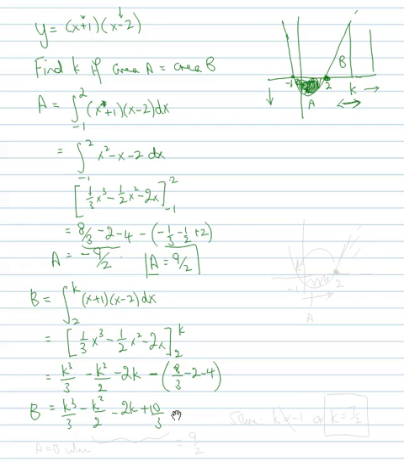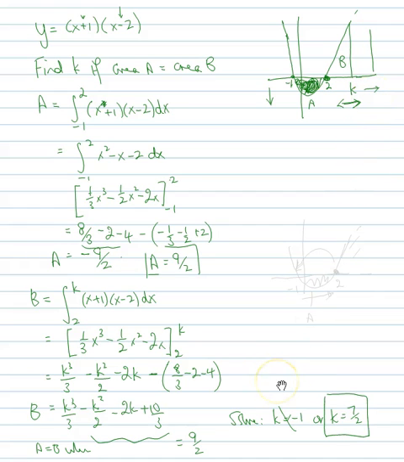And what we want to do is make those areas equal. So A equals B when all of this equals 9 over 2. Now you can solve that. Plug that into your calculator and solve it. When you solve it, you're going to get two values: k equals minus 1 or k equals 7 over 2. So which is the correct answer? You can reject k equals minus 1 because k is way up here, and it's actually k equals 7 over 2. So that's our answer.